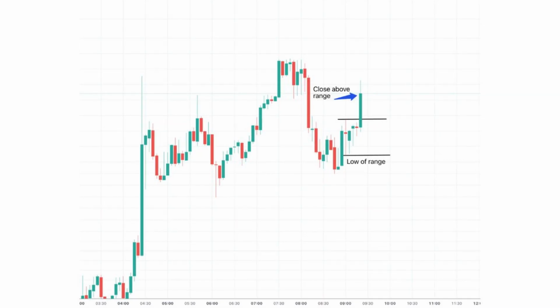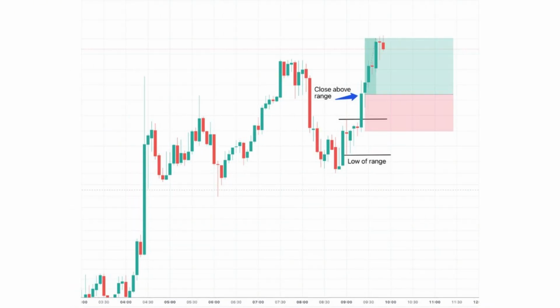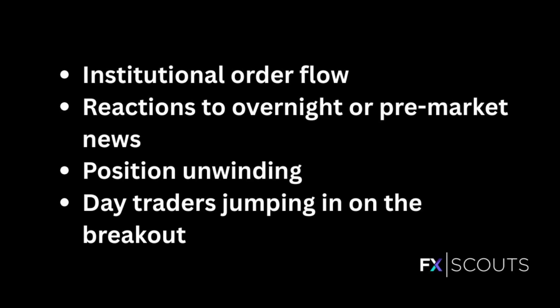If the price breaks out of the range and holds, you take the trade, long above or short below. And the assumption is that this may indicate sustained momentum that is fueled by institutional order flow, reactions to overnight or pre-market news, position unwinding, and day traders jumping in on the breakout. But as we know, not all breakouts are created equal. Some are fake outs and others just go nowhere. And that's exactly why we use filters.